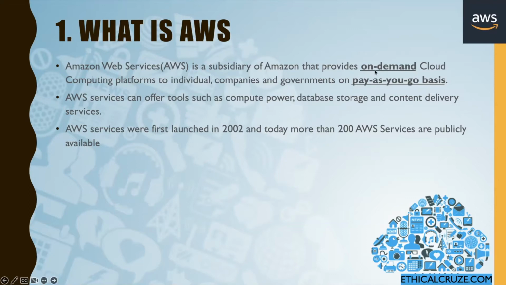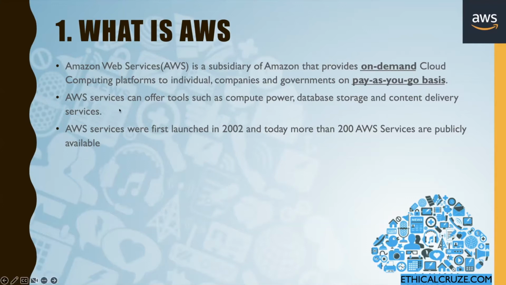Whenever you need it, as per your requirement, you can demand that particular computation need, and AWS will provide it to individuals, to companies, and governments are also using these AWS facilities. They can request it on a pay as you go basis. Whatever you use, you just pay for that. So that is the pay as you go model which AWS provides.